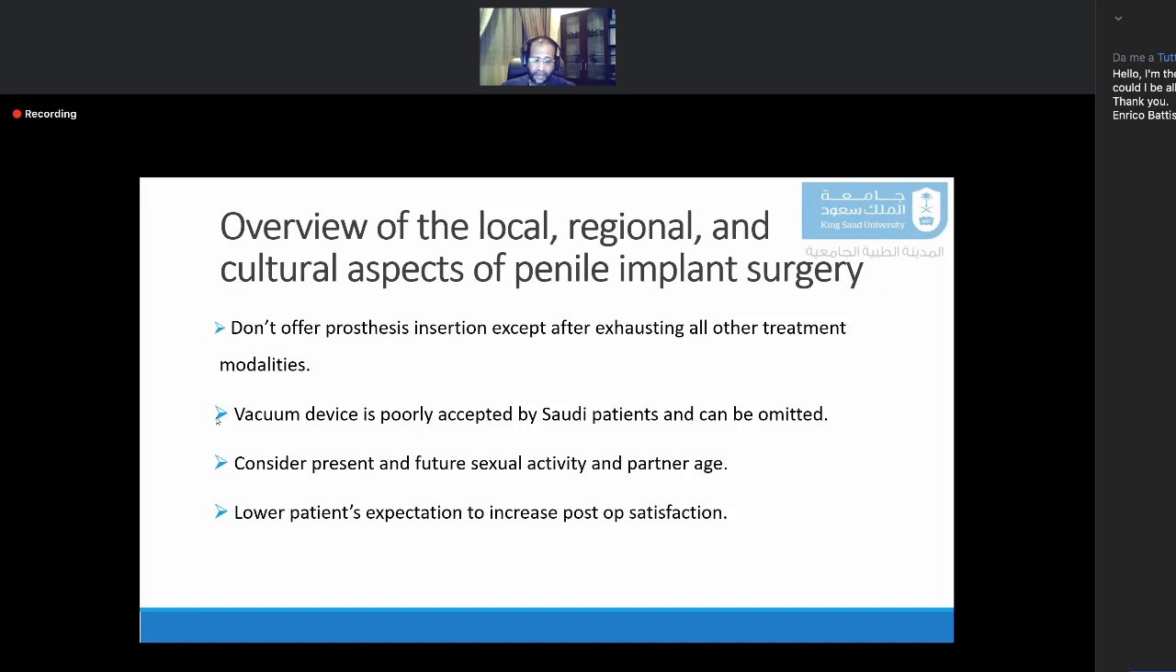And I have to emphasize also, with any patients anywhere in the region or outside the region, you have to lower patient expectation. You have to undersell your items. This is against the marketing strategy or outside the business of andrology. If you lower the patient expectations, the post-operative satisfaction rate will go higher.